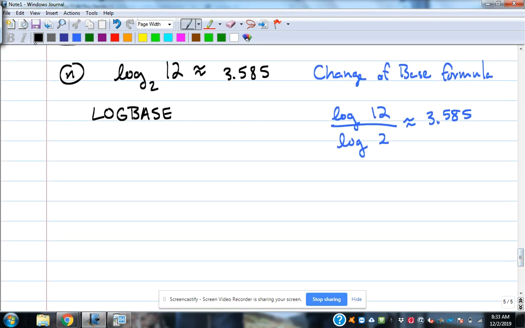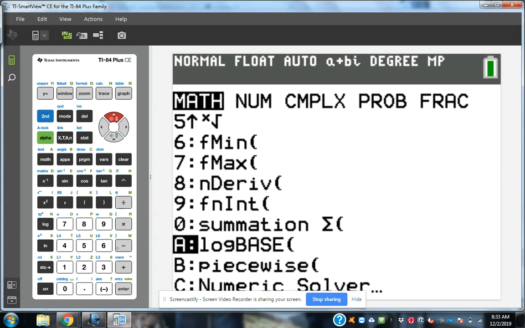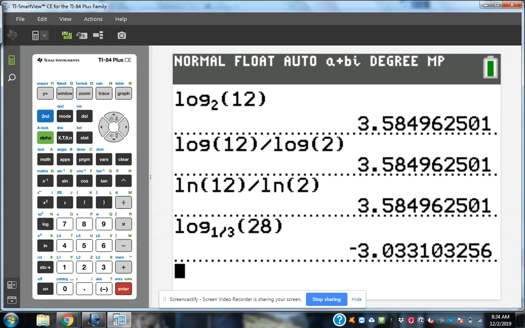So where it really comes in handy is on problems that are a little more difficult to estimate. We could estimate that one would have an answer between 3 and 4. This one with a log base 1/3, that's a little bit more difficult to estimate because we don't think in fractions very well, right? But since we're estimating this with a calculator, I'm just going to do it that way. On log base, I'm going to put in 1/3, 1 divided by 3, and then 28. Negative 3.033.